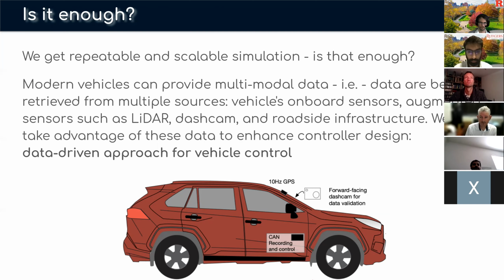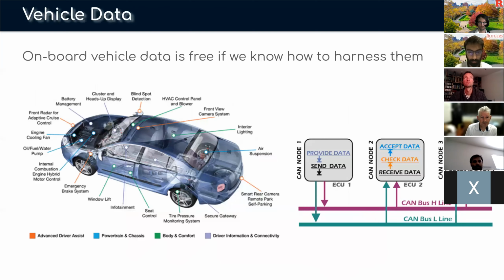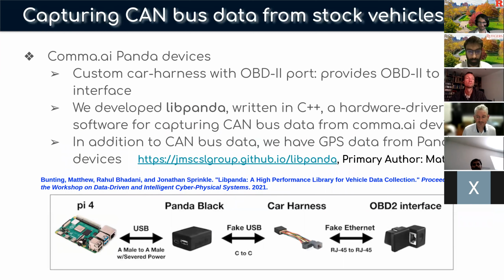And so this leads to the next step, something called a data-driven approach for vehicle control. This is just an architecture where we have a CAN bus on the car, and we just need to know how to harness those CAN buses to retrieve the vehicle data. For that, we tried to develop custom code for harnessing the CAN bus messages using the comma.ai Panda devices.